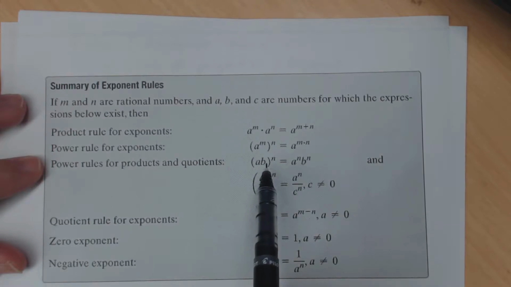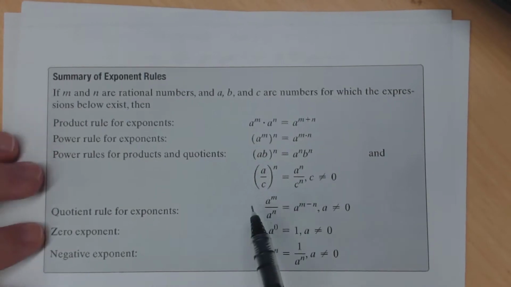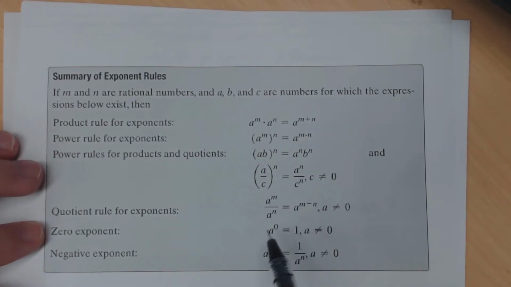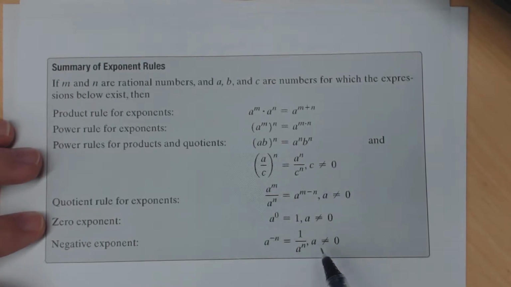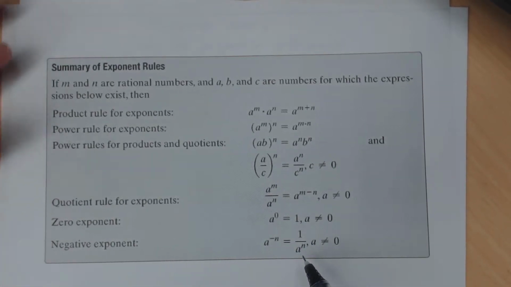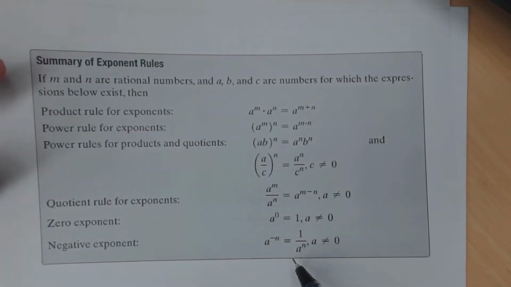When you have a product raised to a power, you take each factor and raise it to that power. So a to the n times b to the n, same thing for the quotient: the numerator to the n, the denominator to the n. Quotient rule, when you divide like bases, subtract exponents. The zero exponent, a non-zero base raised to the zero power is going to be one. And then the negative exponent, a base that's not zero raised to a negative power, you can always write as one over a to that positive exponent.